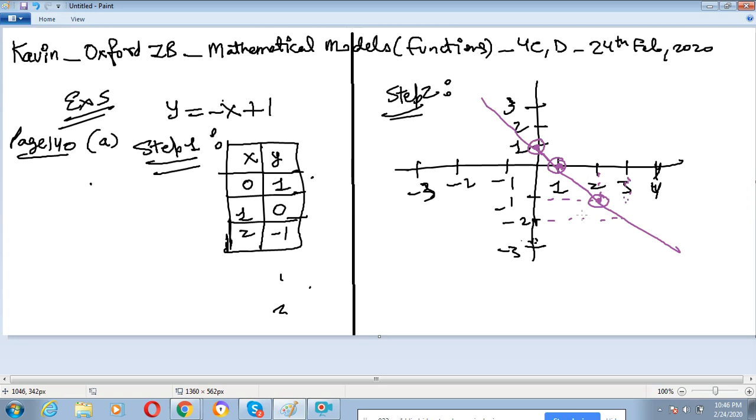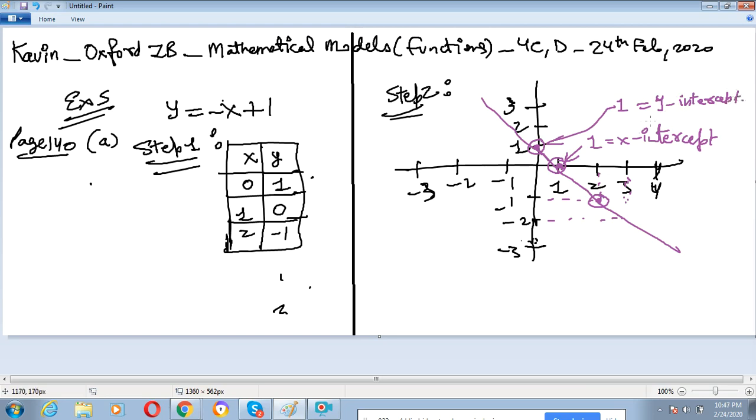Now the B part, where the graph cuts the x-axis and y-axis. This is called X-intercept and Y-intercept. So the X-intercept, the point where the graph cuts the x-axis, is 1. And the point where the graph cuts the y-axis is also 1. Not 1 comma 1, we can write separately: X-intercept is 1 and y-intercept is 1.